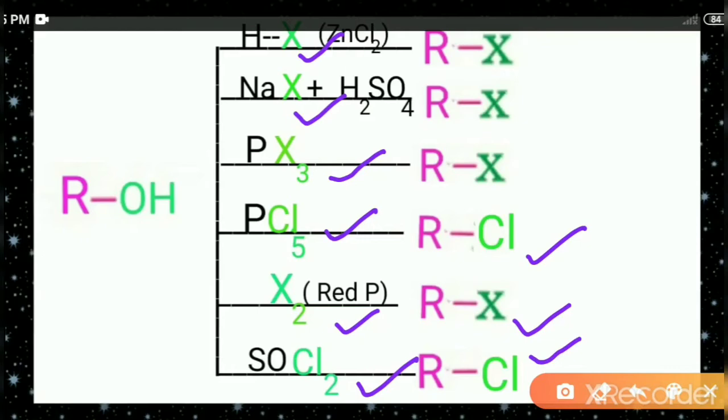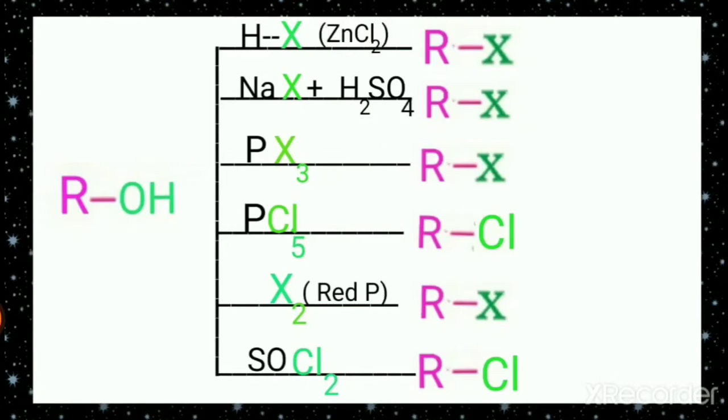In all these reactions shown here, the OH is replaced by X and the alkyl group is present as it is in all the examples. So in all these equations, the main product is the same but they have different side products. Let us check what the different side products are in each case.